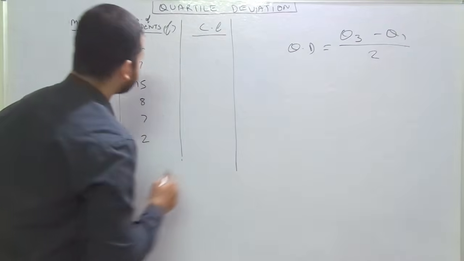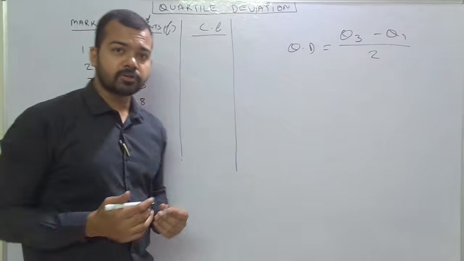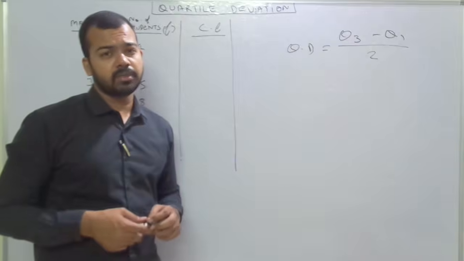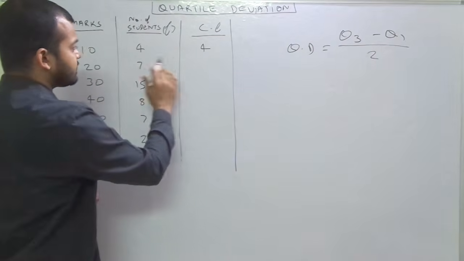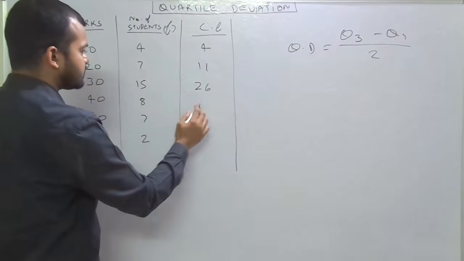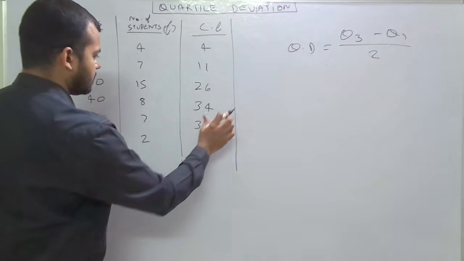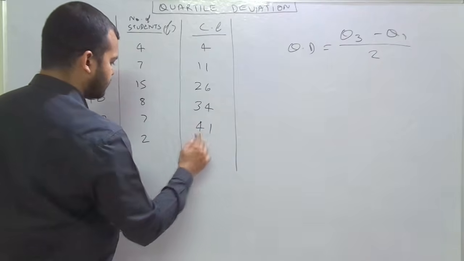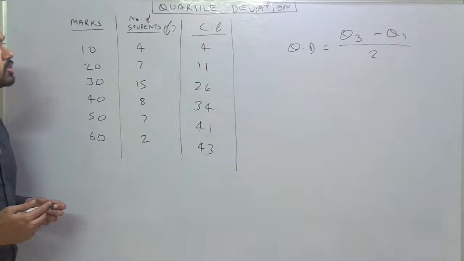CF is the first step to calculate. Here, cumulative frequency. If you want to know how to calculate cumulative frequency, you can refer to the previous video, that is of median or mean, any other video. That is 4. 4 plus 7 is 11. 11 plus 15 is 26. 26 plus 8 is 34. 34 plus 7 is 41. And 41 plus 2 is 43. So now this is the cumulative frequency.